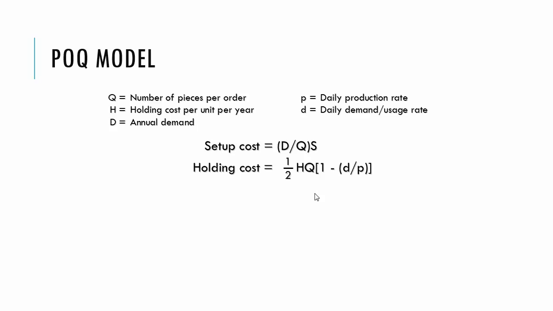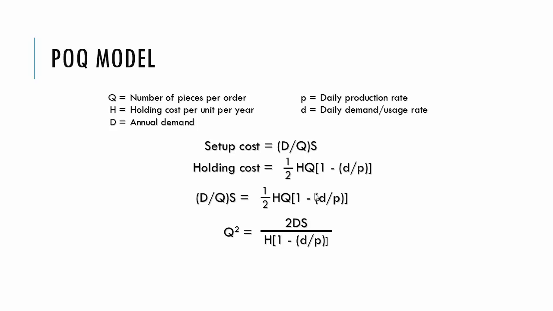So here we have very similar stuff. Now what we've added is little p, the daily production rate, and little d, the daily demand rate. The production rate has to be faster than the demand rate or we'd never meet demand. And so we do the setup costs and the holding costs, again set them equal to each other, and solve for Q star. In this case, we'll use Q star sub P for POQ. It's the square root of 2DS divided by H times the quantity 1 minus d over p.